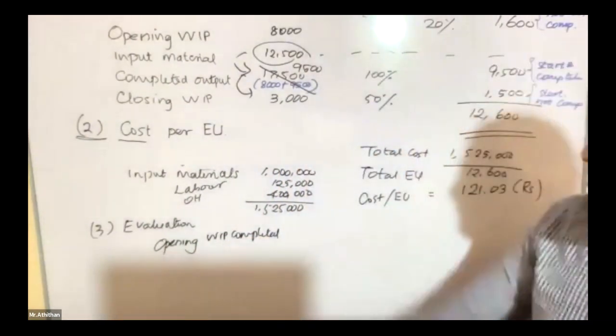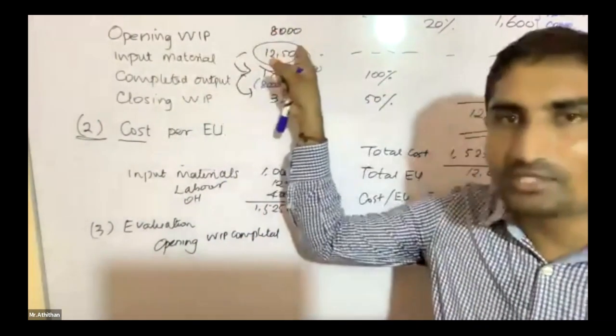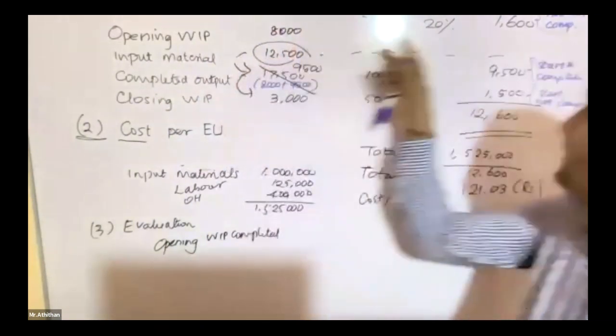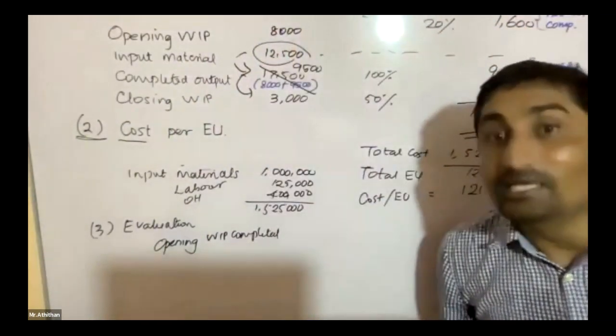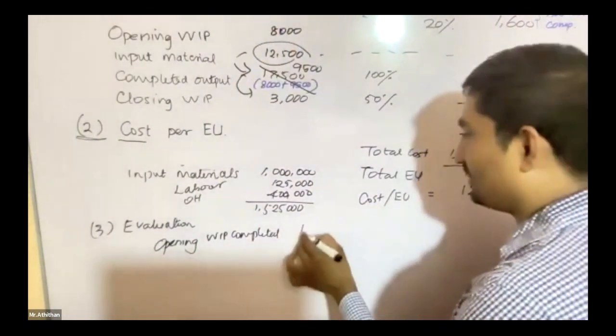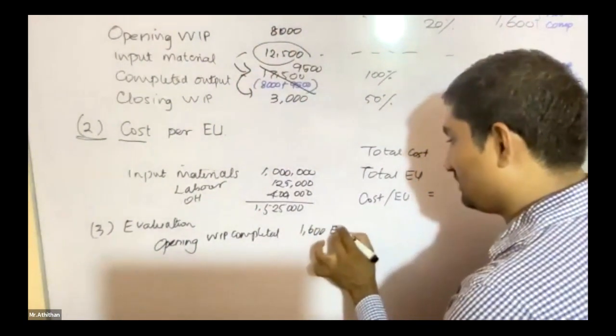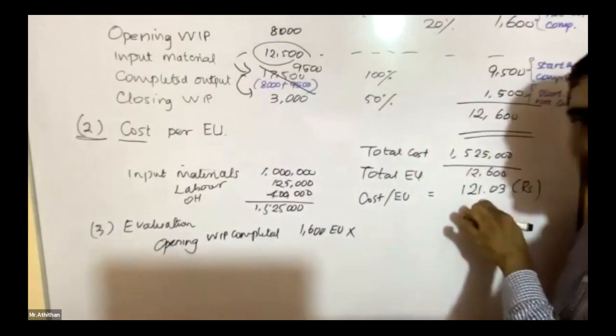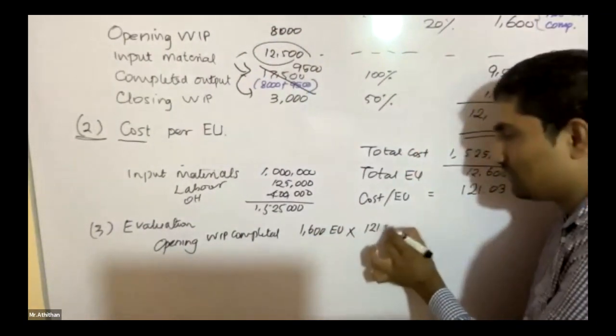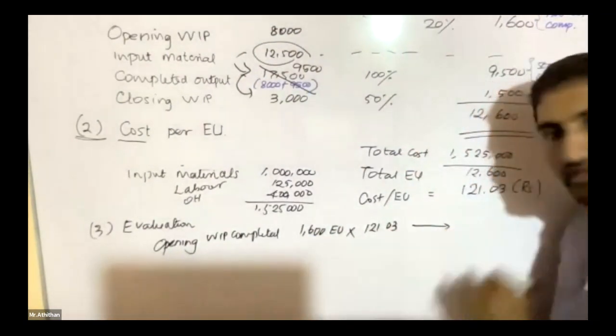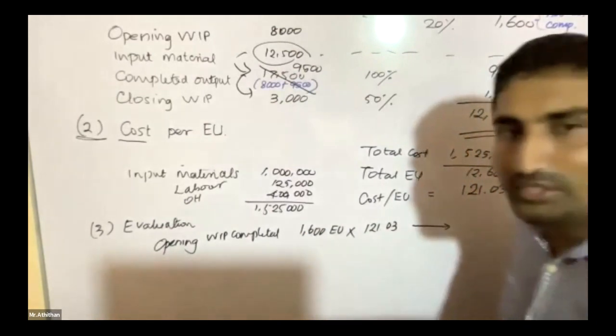Opening WIP completed. Opening WIP we had 8,000 units, but actually that is 1,600 equivalent units. So 1,600 equivalent units multiplied by 121.03. Okay, that is the evaluation.